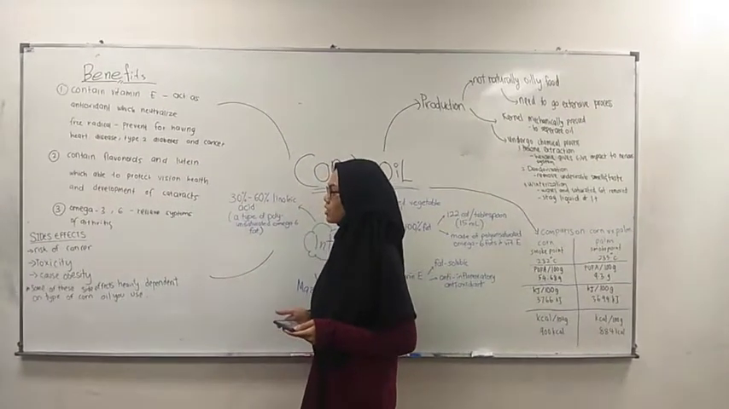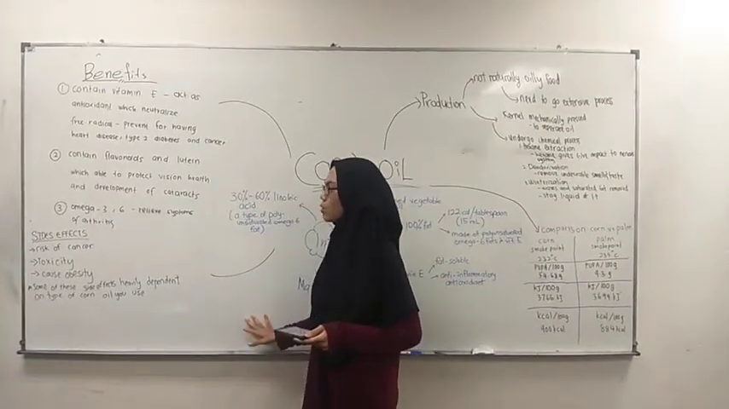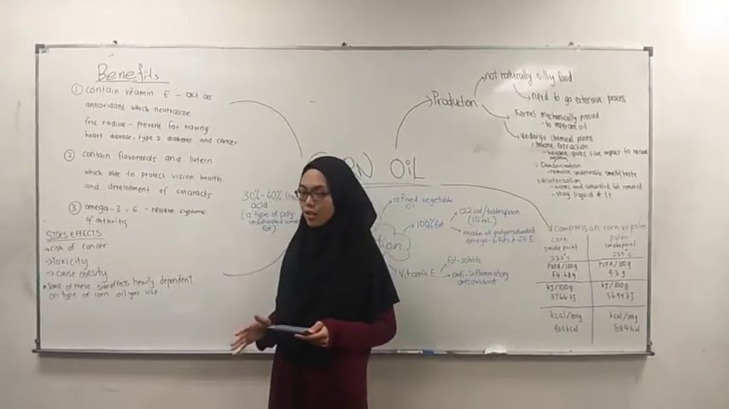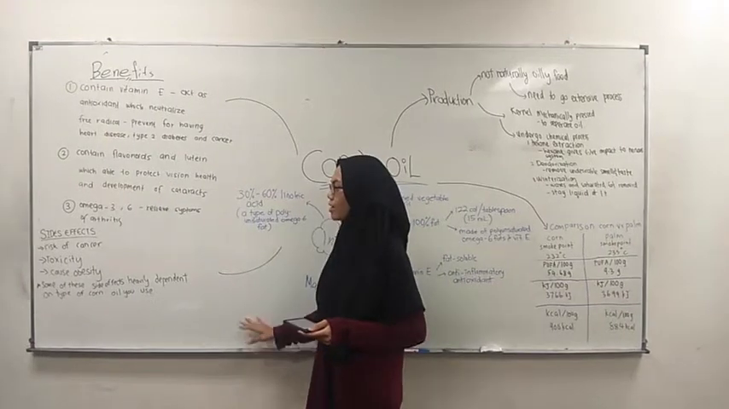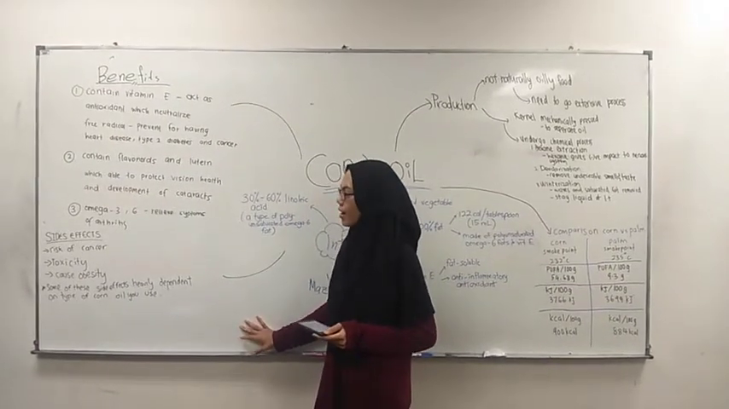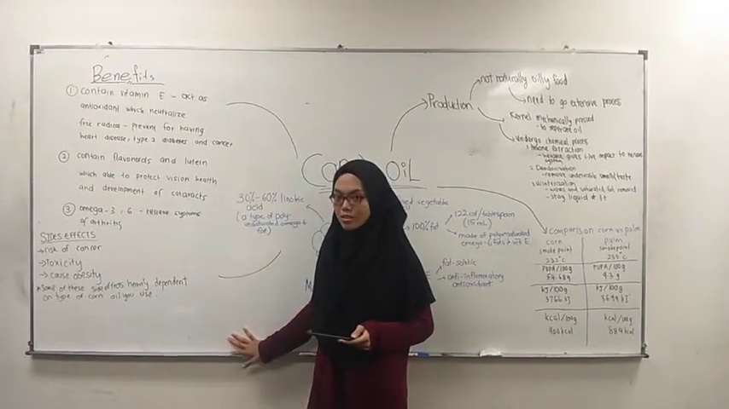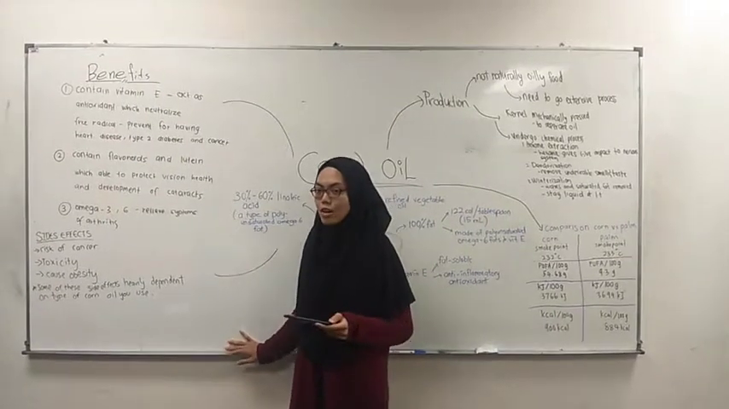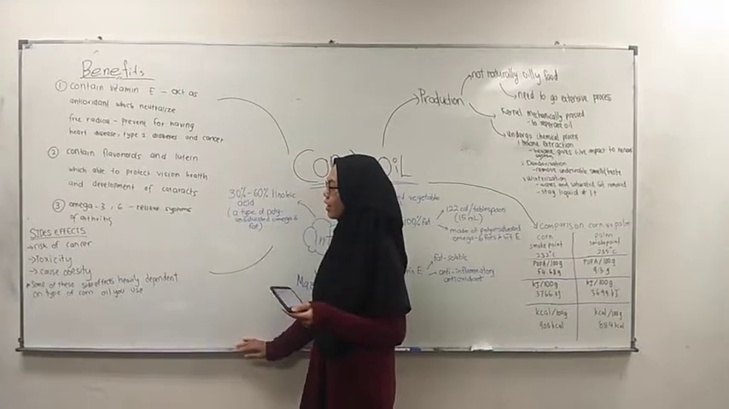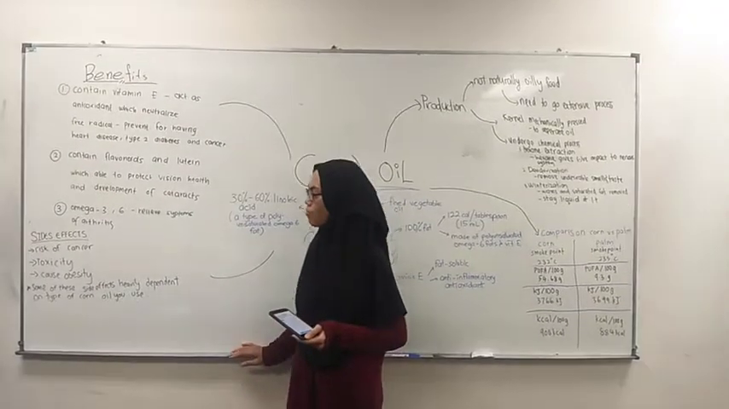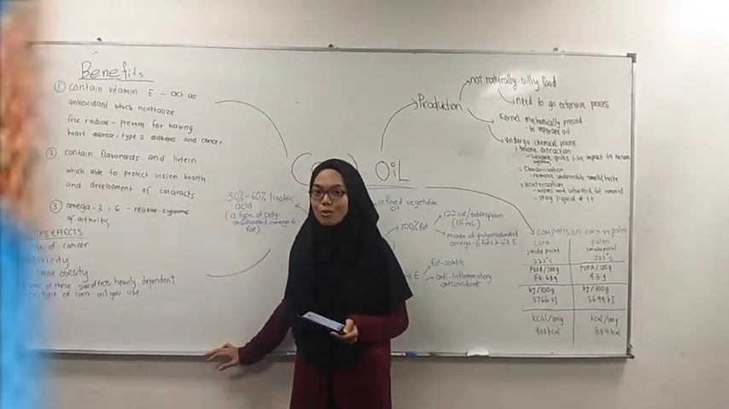Next, it contains flavonoids and lutein, and lutein is an antioxidant which is able to protect vision health and prevent development of cataracts. And thirdly, it contains omega-3 and omega-6, and we know that omega-3 is a good fat, and it will relieve symptoms of arthritis. That's all from me. Thank you.